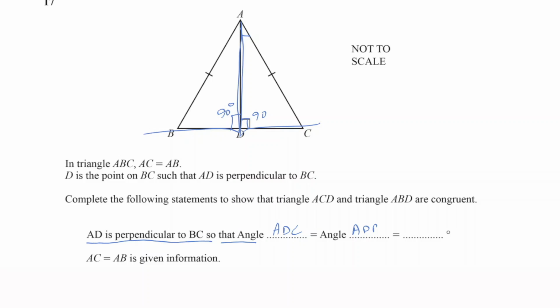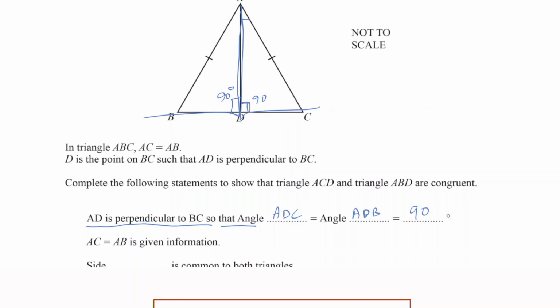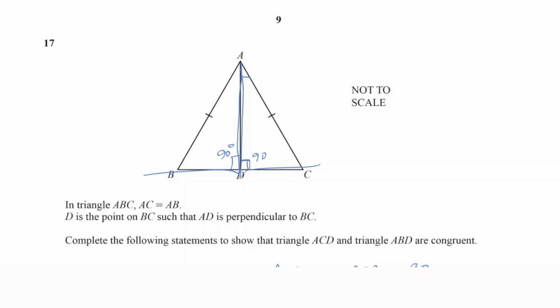They both are equal because they both are 90 degrees, correct? AC equals AB, it is given information. Side AD is common to both the triangles. Which side is common to both the triangles? Try to understand. This side in between will be common to both the triangles. See, if this is one triangle, this is another triangle. So this side is common to both the triangles.